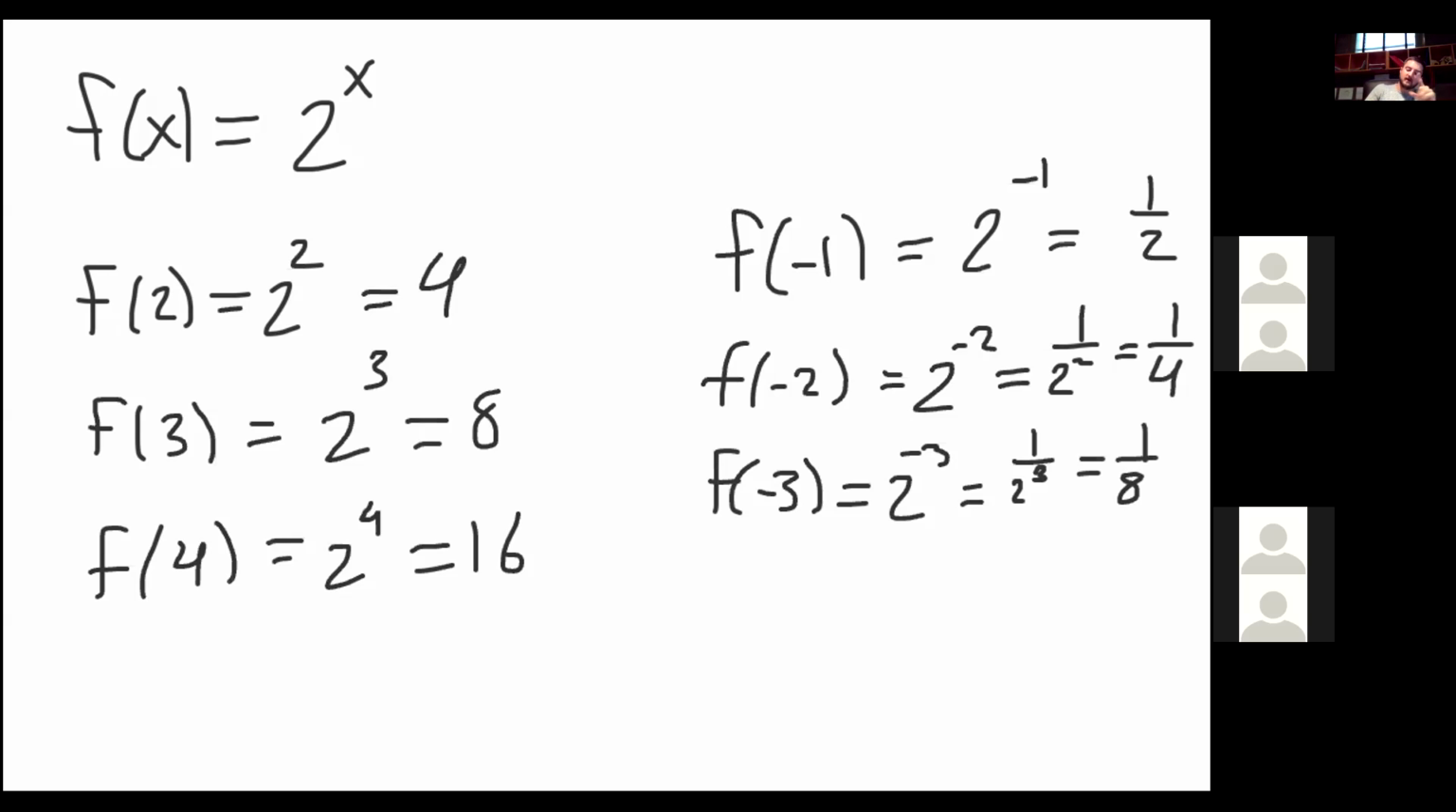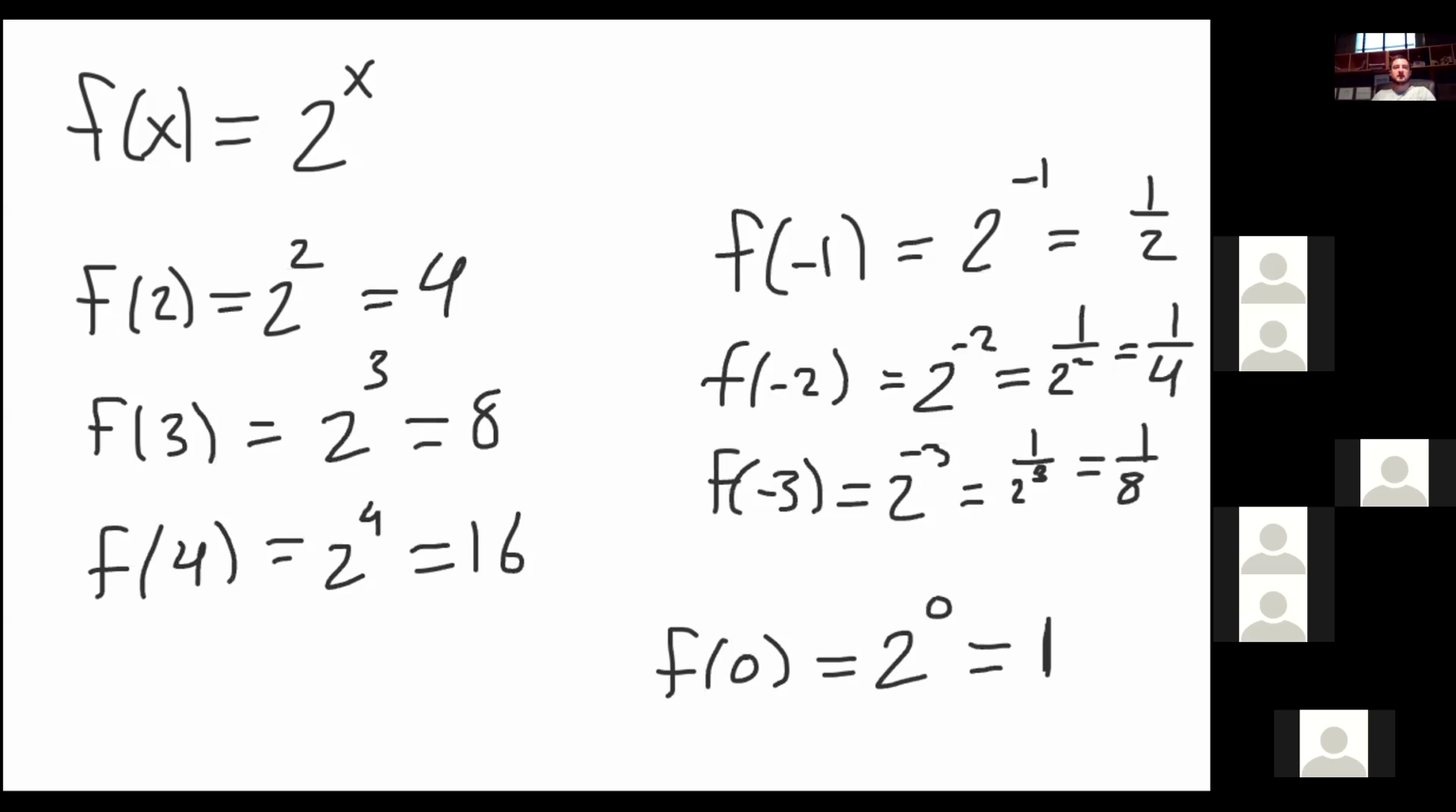Now there's one other very, very important point. And for this one, it doesn't matter what your exponential function is. In this case, it's 2 to the x, so I'd be looking at 2 to the 0, but anything to the 0th power is always what? 1. Yeah, anything to the 0th power is always 1. So f of 0 in this case will be 1.